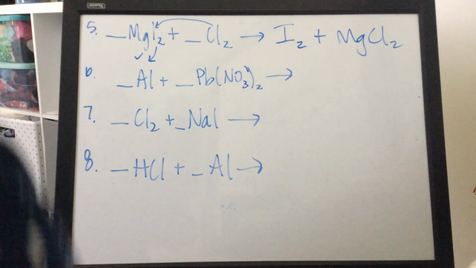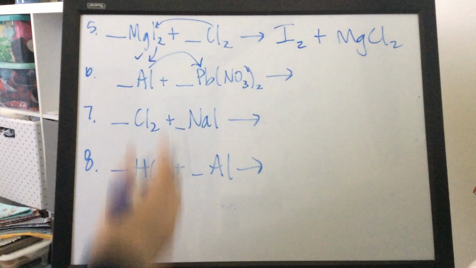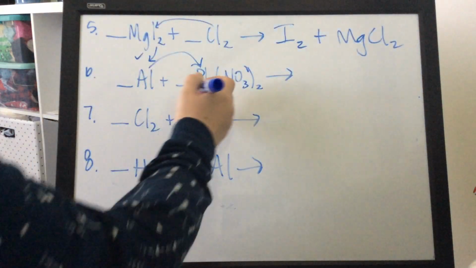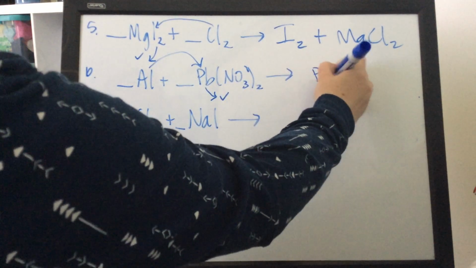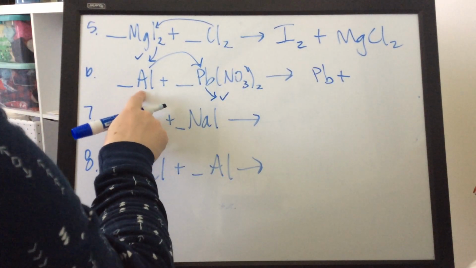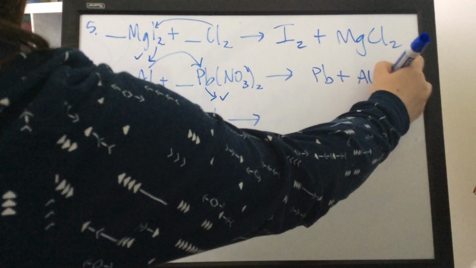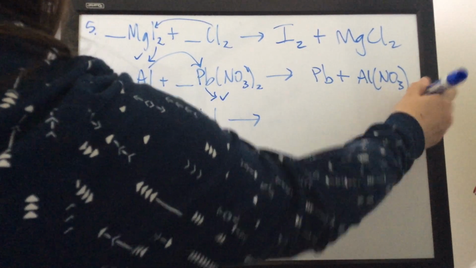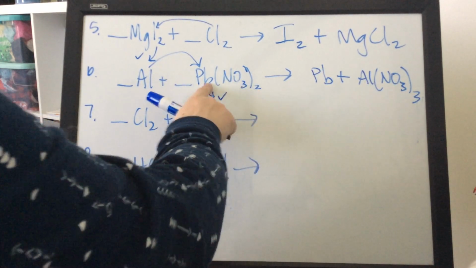Number 6, aluminum's the single one. So the issue is, can aluminum kick out lead? I don't know. Can aluminum kick out lead? Yes. So who's by itself? The lead that got kicked out. Who got together? Aluminum with a charge of +3, nitrate with a charge of -1. Oops, that should be a 3. Right, I need 3 of them. Notice that the 2 didn't come with it because that was there for the lead's charge.